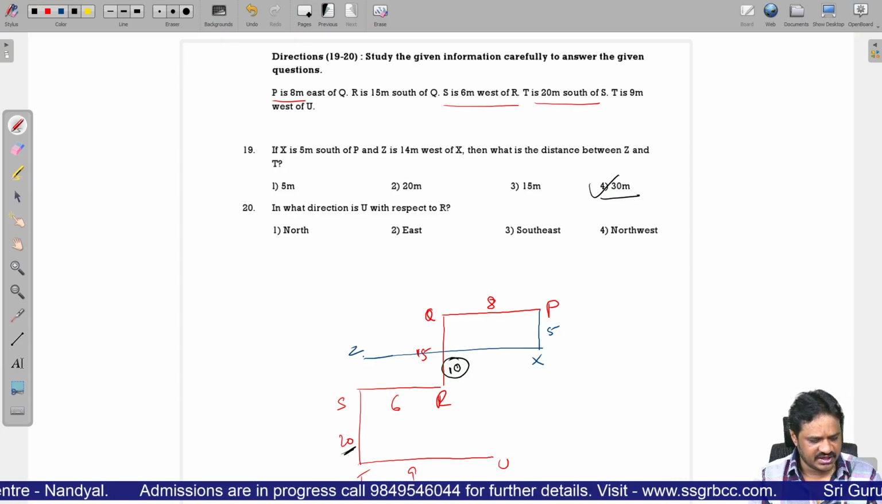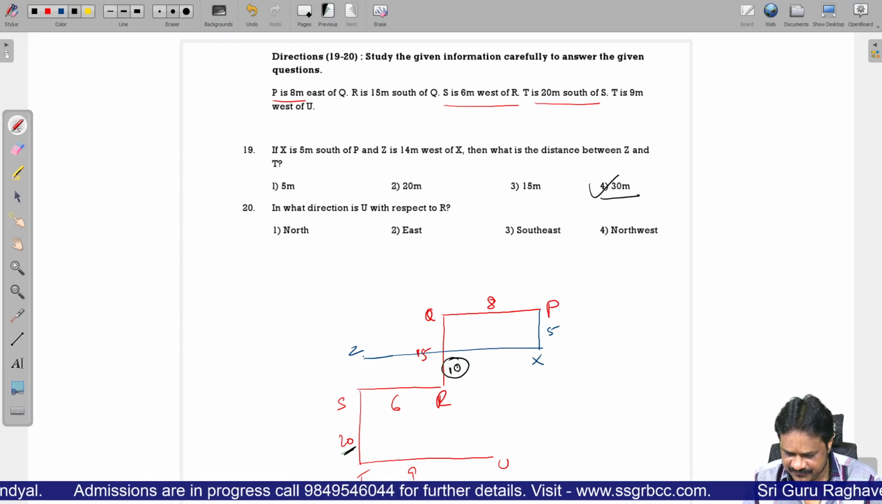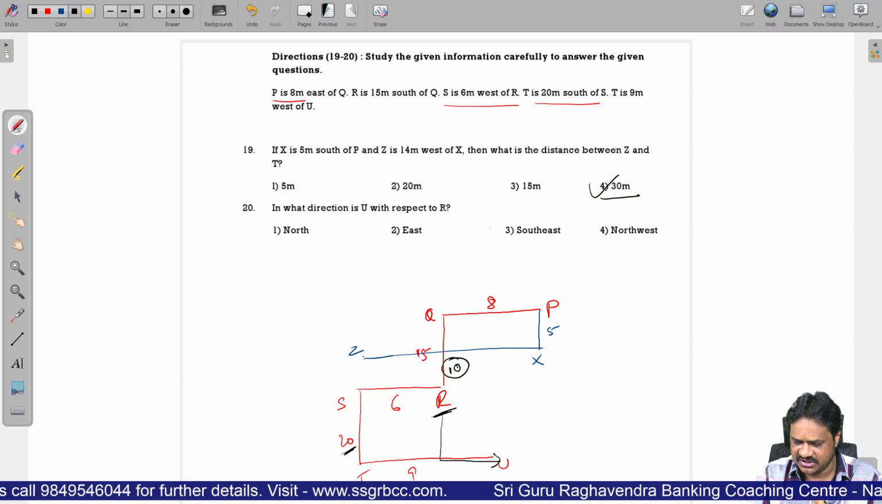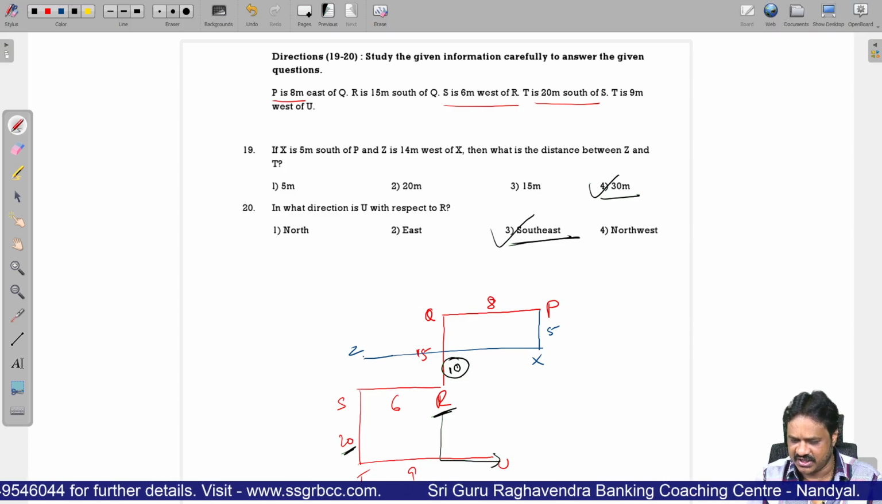Let us see the next question. Last one. In which direction is U with respect to R? With respect to R, where is U? It is in the south and to the right side. So southeast is the correct answer.